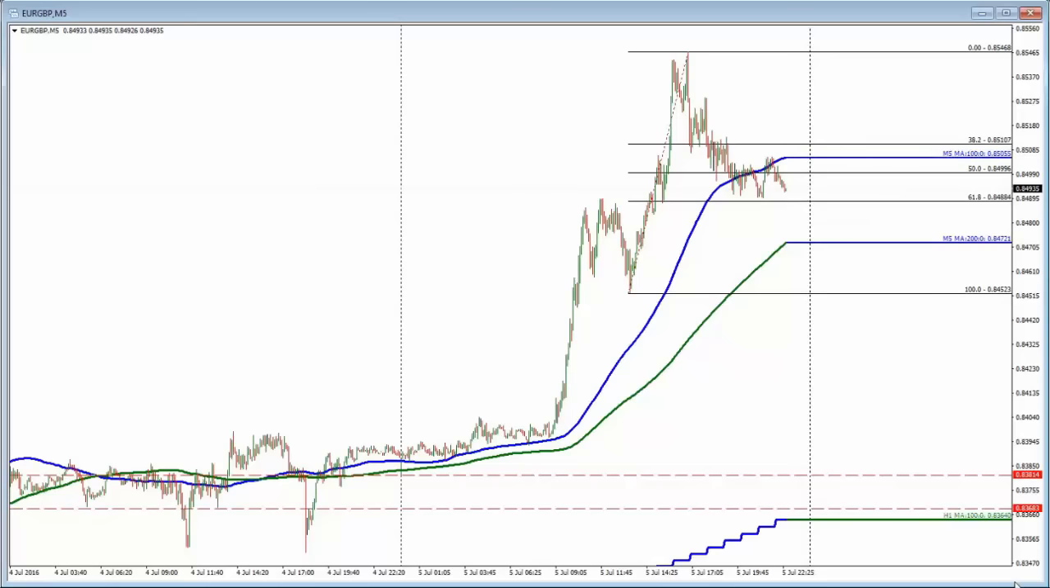That might do it as well, staying below those technical levels and getting some sort of correction in the euro sterling.